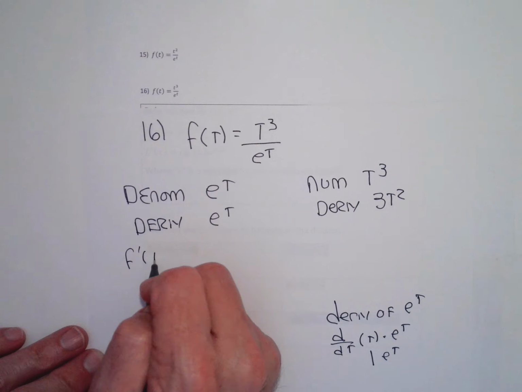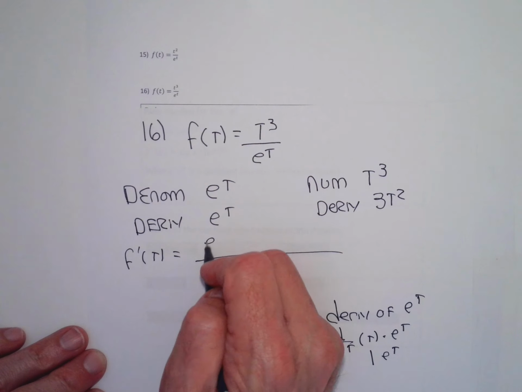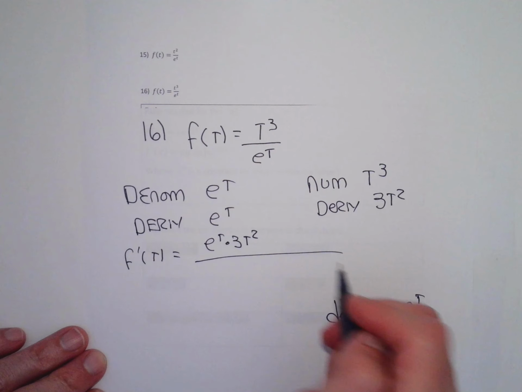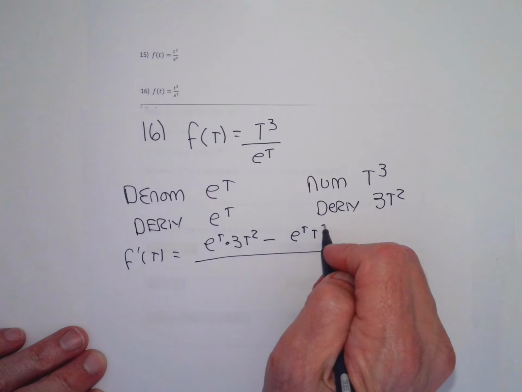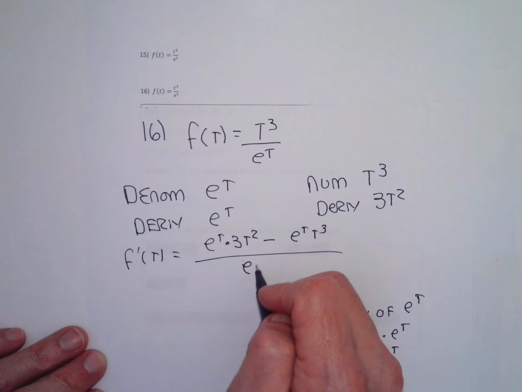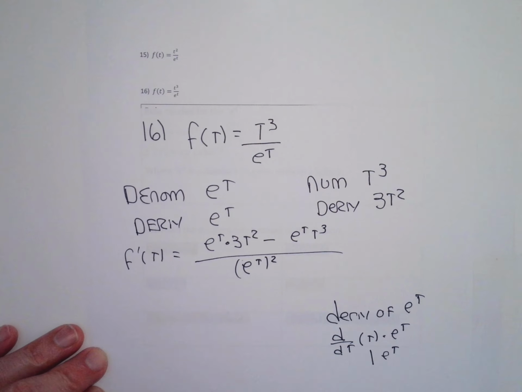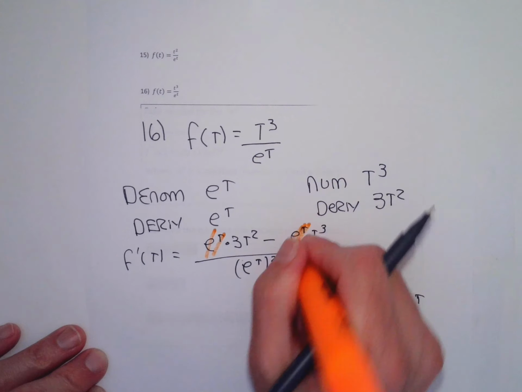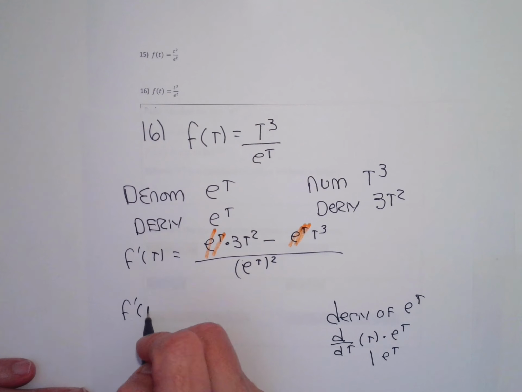This is just the numerator for my quotient rule. So it's going to be e to the t times 3t squared. I probably could have written that backwards. Minus e to the t times t cubed over the denominator e to the t squared. Let me pull out some common factors. Let me first pull out a common factor of e to the t to get this dealt with. This is the easy and hard part both.